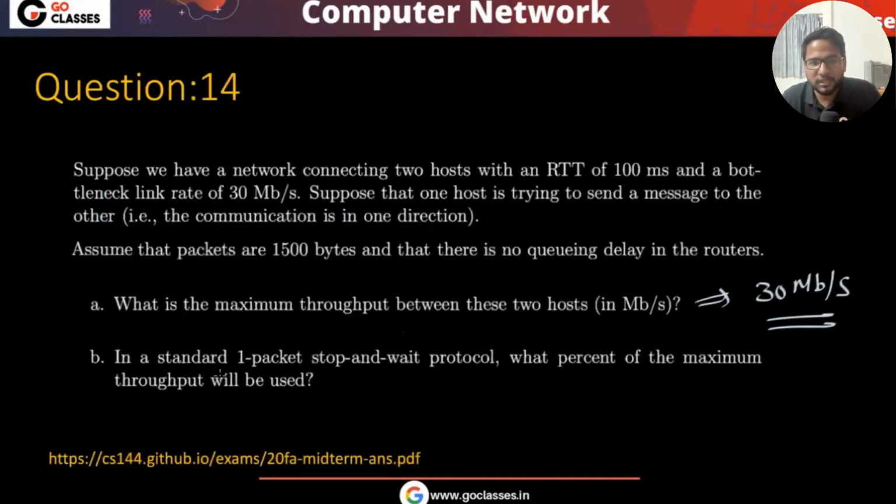Now let's see, in the standard one-packet stop and wait protocol, what percentage of the maximum throughput will be used? What they're asking is the efficiency. If RTT is this much and you are sending 1500 bytes, then in 100 milliseconds, how much are you sending? 1500 bytes.